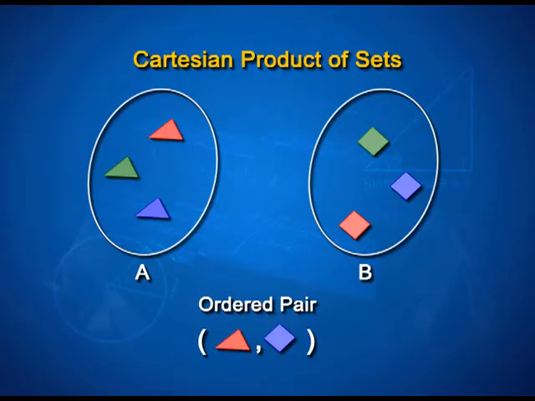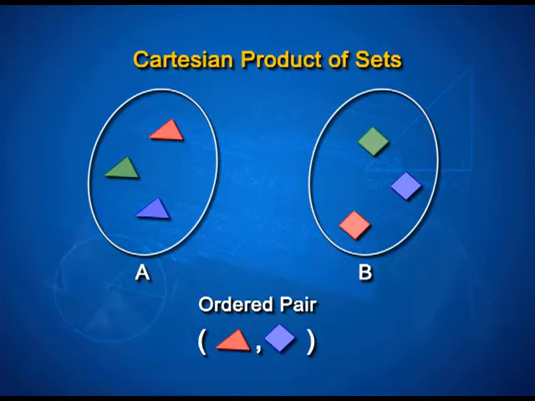Here we have a set A of 3 triangles: red, green and blue. Set B has 3 rhombuses: red, green and blue. If I take an element of set A and pair it with an element of set B, put them in brackets and separate them with a comma, they form what is called an ordered pair.